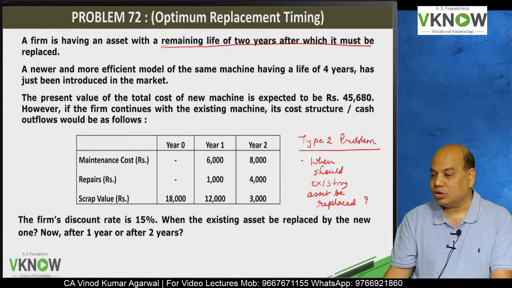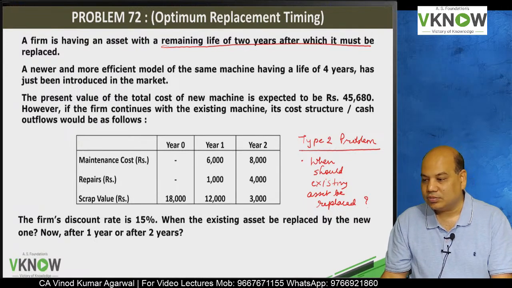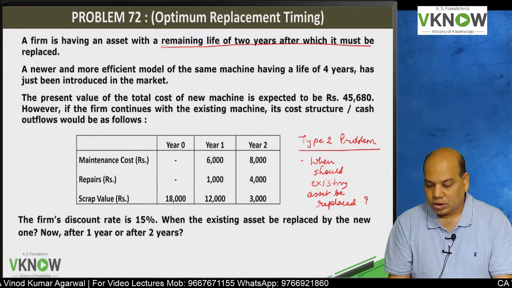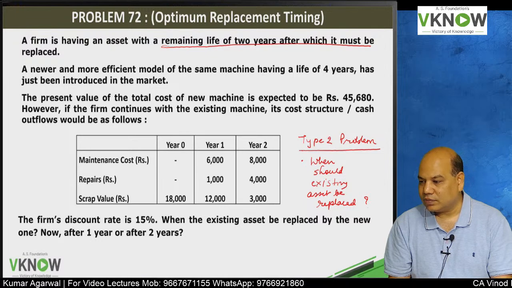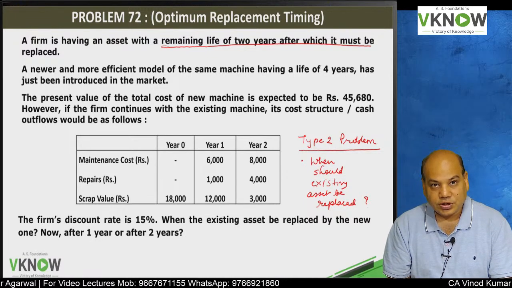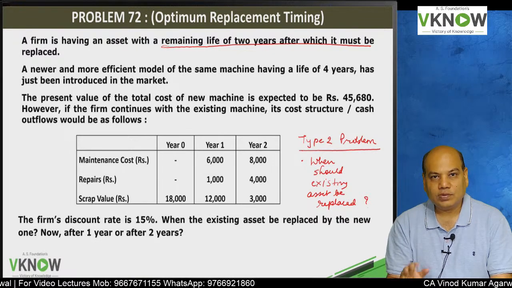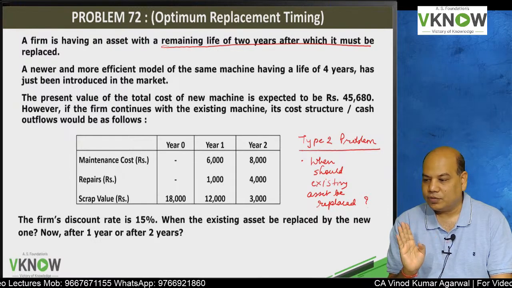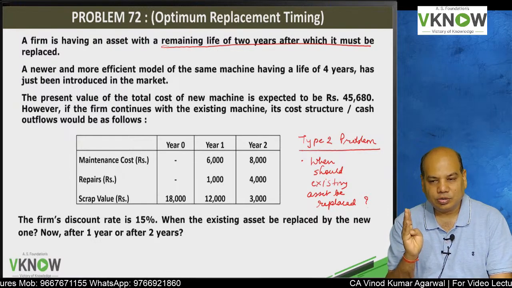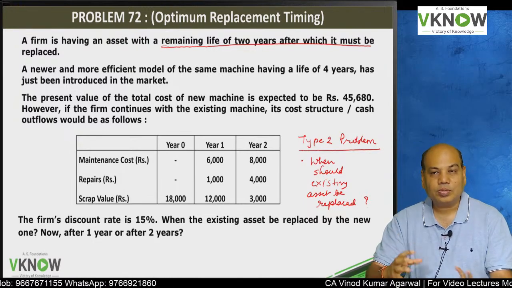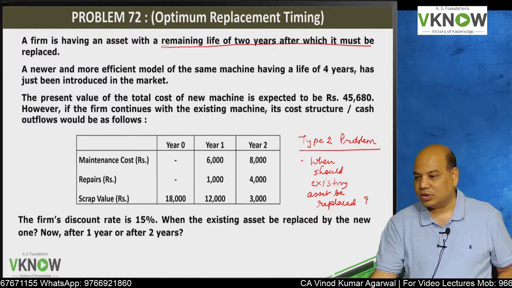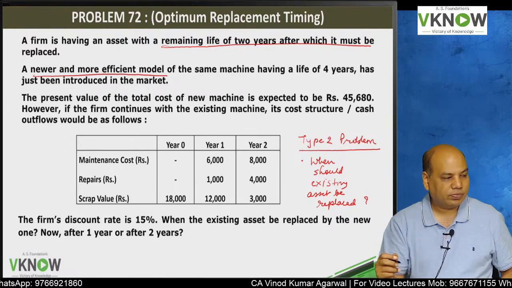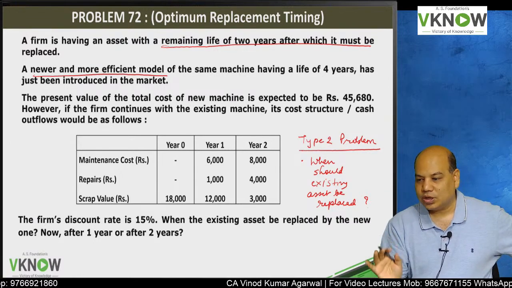Type 1 problem is what is the optimum replacement timing of a machine which your company requires for a very long time. A newer and more efficient model of the same machine having a life of 4 years has just been introduced in the market. So you have an existing machine which you can use for 2 more years. You can use it for 1 year, for 2 years, or replace it now by a new and better machine. But a new and more efficient model does not mean you are going to replace it now. On pure financial grounds, you have to take the decision.